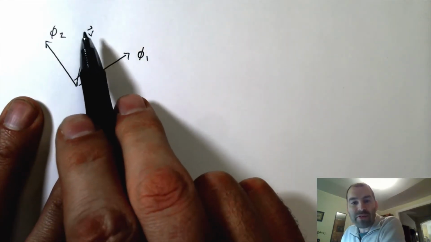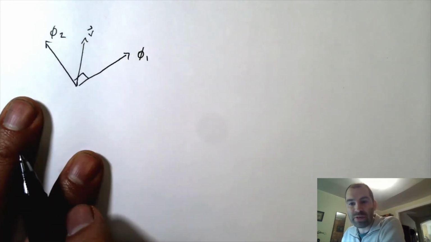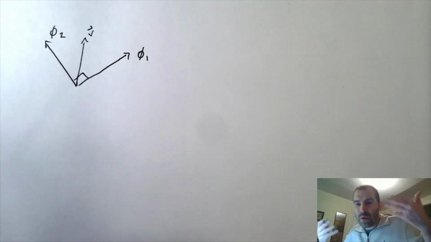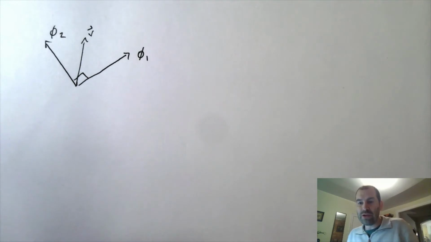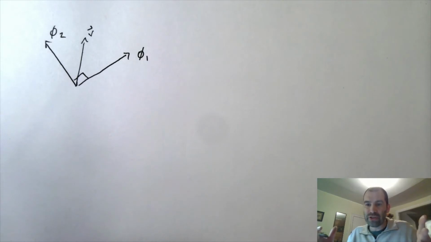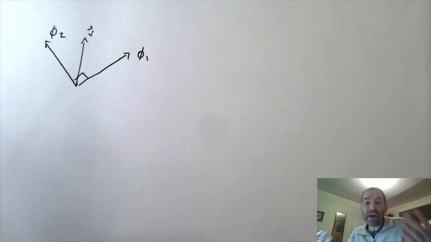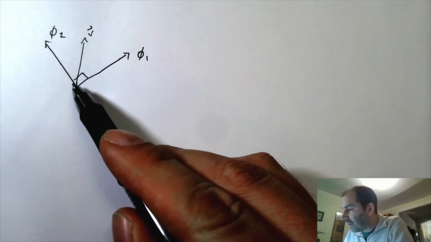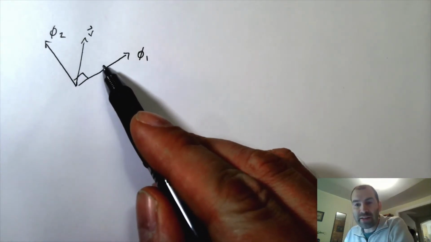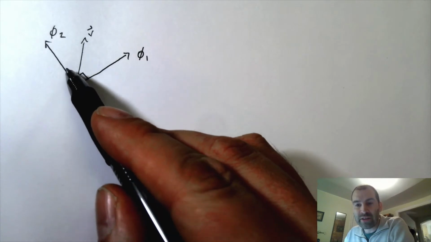I can write v in terms of phi1 and phi2. In some sense, I'm using phi1 and phi2 as my new coordinate basis vectors. Ordinarily, we'd use the vectors that point in the x direction 1 unit and the y direction 1 unit. That's usual Cartesian coordinates. But what if I wanted to shift to a new set of coordinates? What if I want to use a coordinate vector that points at an angle like this and another coordinate vector that points at an angle like this?